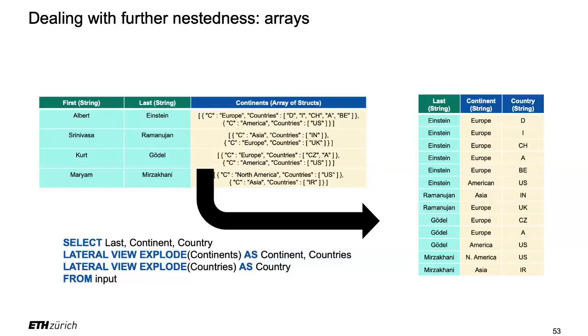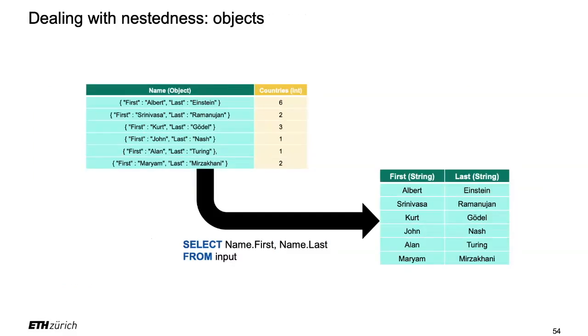So this is for nested arrays that you can use explode, and then you also have nested objects. And for nested objects, you add a dot to the language, just like you have in Python or in Java. You can notice here we have a data frame, and the first column is an object. So we can say name dot first, and then get Albert, Srinivasa, Kurt, John, Alan, Mariam, and then name dot last, and then we get Einstein, Ramanujan, Gödel, Nash, Turing, Mirzakhani. All right. This is the dot for the object. So explode for arrays, dot for objects.